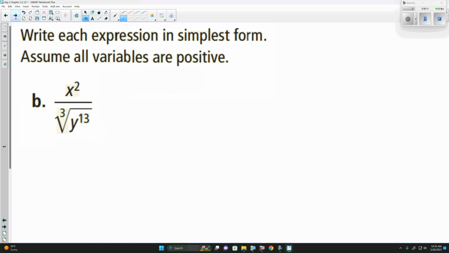We're going to look at one more of these here. Actually, we will pick this up tomorrow. We will finish this tomorrow.